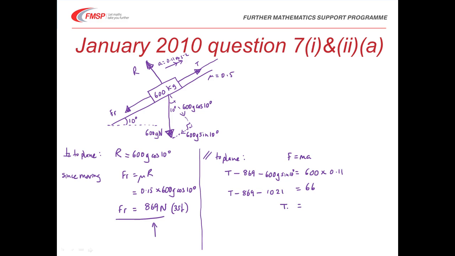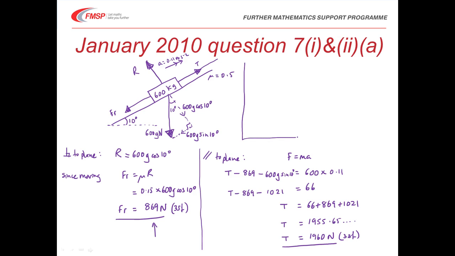So let's add everything to the right. T equals 66 plus 869 plus 1021, and carefully using the exact values I had for that, 1955.65, etc. So my value of T is 1960 newtons to 3 significant figures. Now then, that's part 1. I just want to consider part 2a.